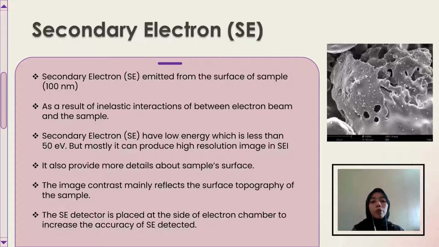It also provides more details about the sample surface, thus the image contrast mainly reflects the surface topography of the sample, so it is more preferable in studying the surface of an element. The SE detector is placed at the side of the electron chamber of the SEM to increase the accuracy of the secondary electron detector.